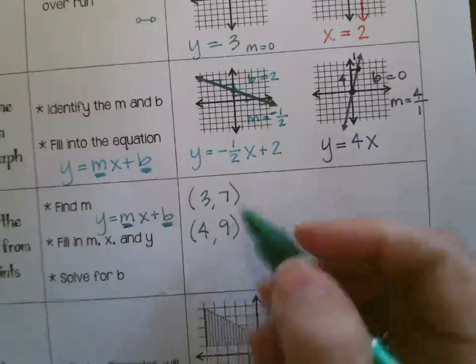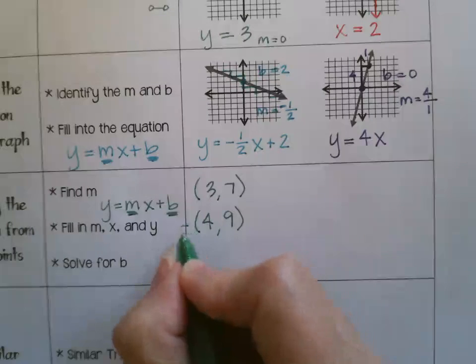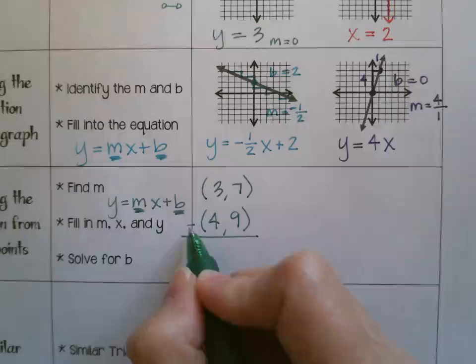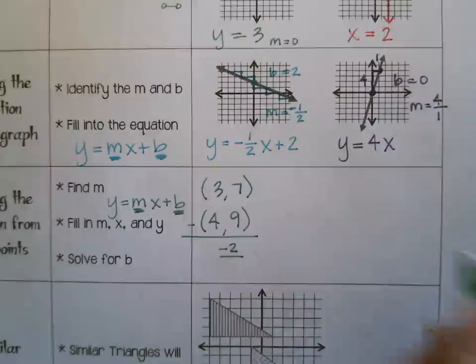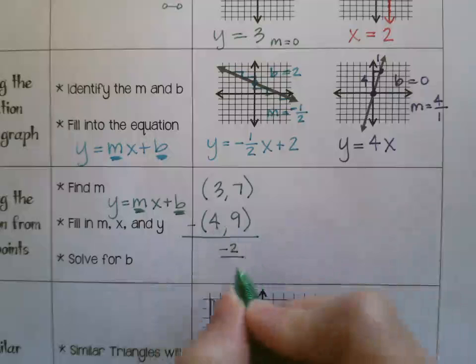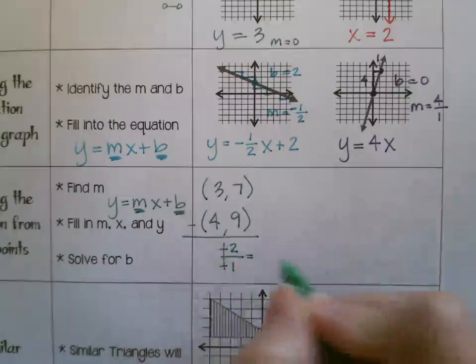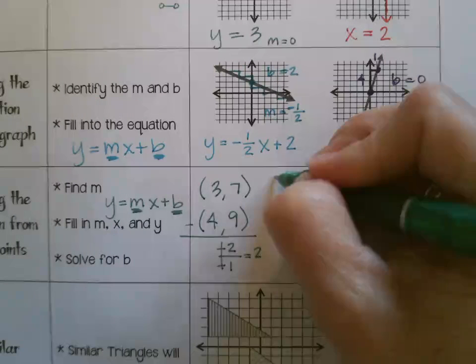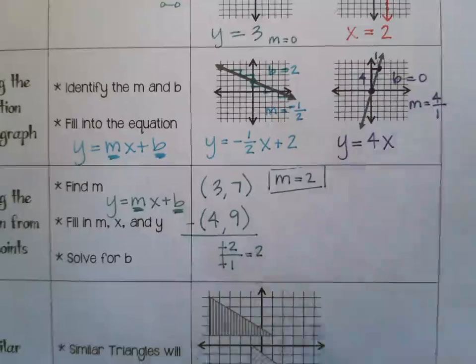So I'm going to start by just stacking and subtracting. So if I already have them stacked, if I subtract 7 minus 9 is negative 2. 3 minus 4 is negative 1. The negatives cancel, and that equals 2. So now I know that the m is 2. So I need to hold that information right there.